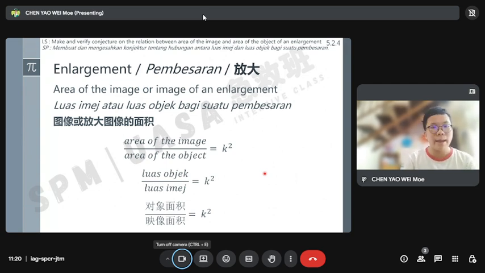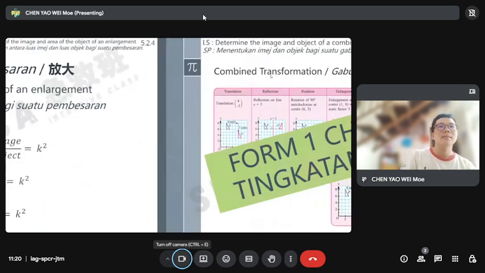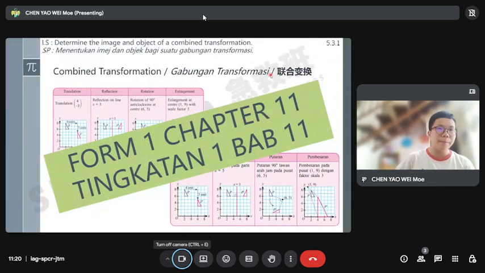So we end enlargement. Next, we will combine all the topics that we learned before for transformation together and become a combined transformation. We know about translation, reflection, rotation, and enlargement. You need to know how to describe them, and how to find the image or object by looking at the transformation.